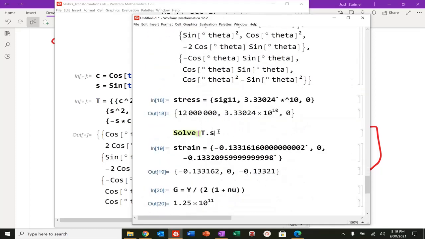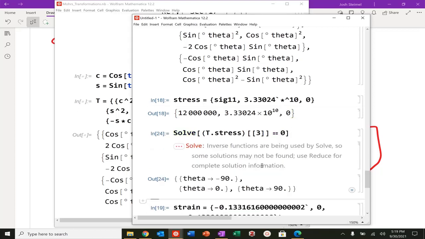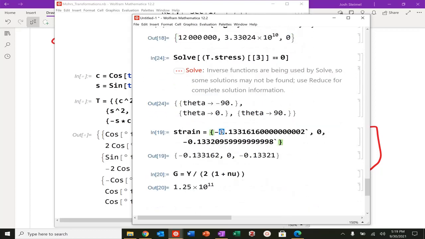So I could do T dot stress, and I basically want the third equation. I want to set it equal to 0, so I want my shear stresses to be 0, but you'll see I'm actually already at this principal stress state here. But that's how you would solve it generally in terms of theta, so 90 again, 0, you're already there. So I'm in my principal stress state. Same thing for my strain as well.